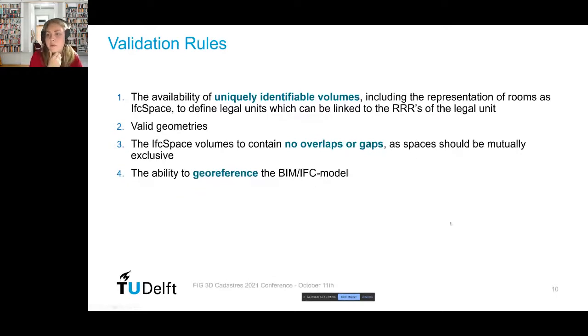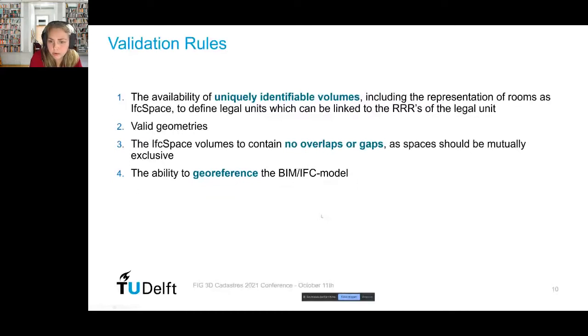They should also have valid geometries, and they should also have non-overlapping spaces or gaps, and they should be able to be georeferenced well. For these validations, we used a combination of FME desktop together with Postgres, and in the end we made a representation online. I will now show how we validated these models.